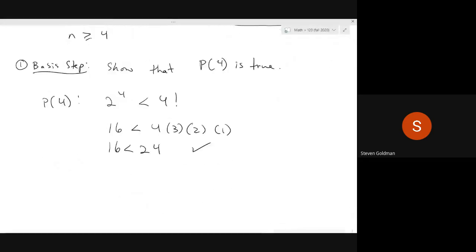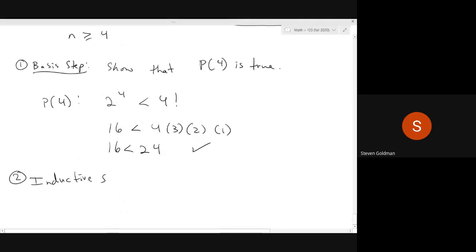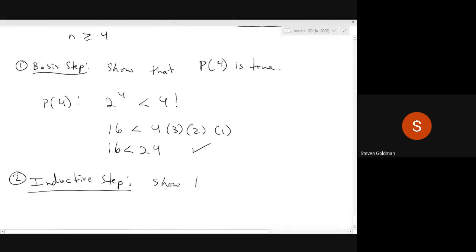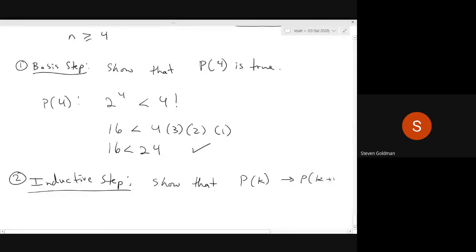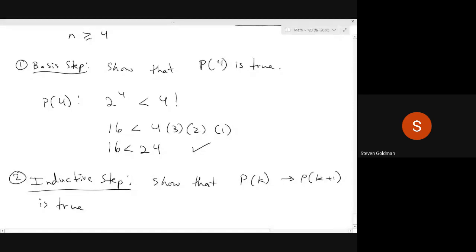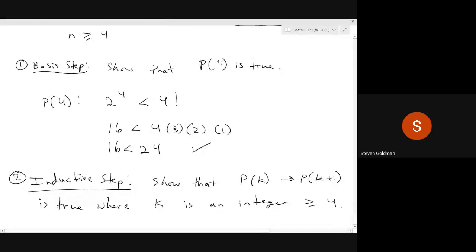Let's now move on to our second step, our inductive step. We want to show that if P of k, then P of k plus 1 is true, where k is an integer greater than or equal to 4. So k is some arbitrary integer greater than or equal to 4.